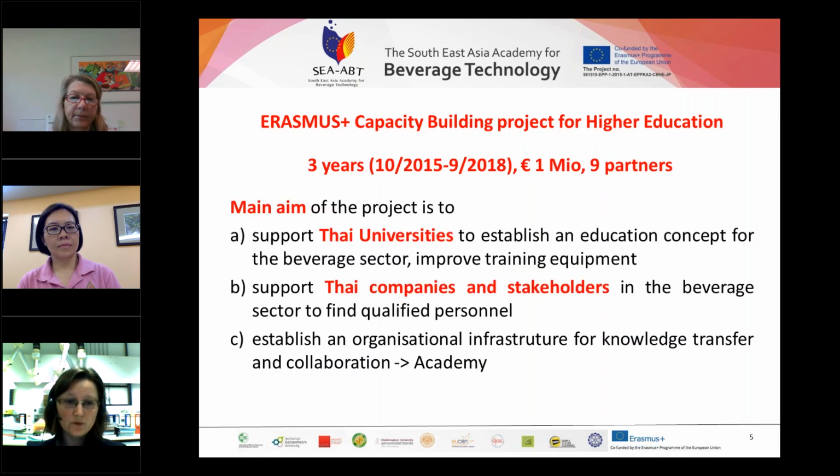The main aim of the project is to support Thai universities in establishing an education concept in the beverage sector and to improve training equipment. Another objective is to support Thai companies and stakeholders in the beverage sector to find qualified personnel and to establish an organizational infrastructure for knowledge transfer and collaboration in the so-called SEA-ABT Academy.